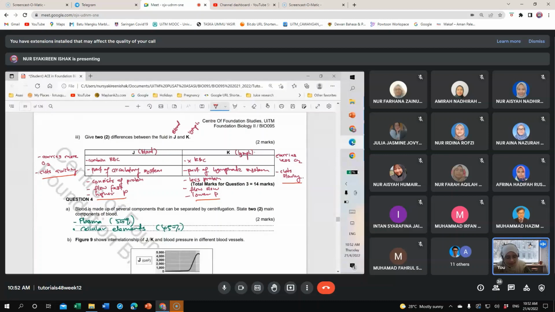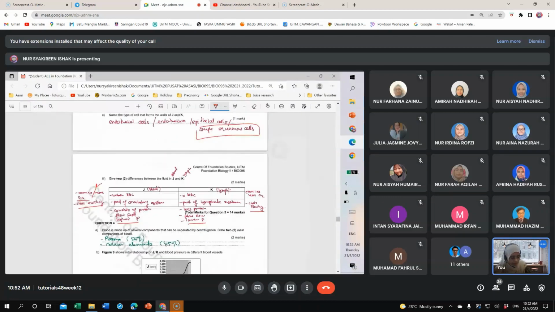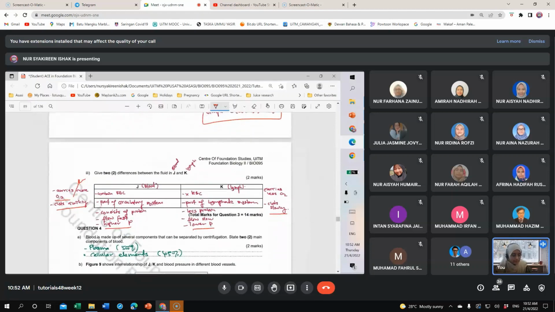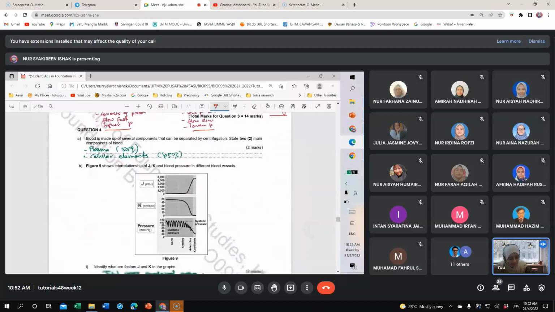Kalau blood, it carries more oxygen lah, obviously, sebab ada red blood cells, ada hemoglobin, kan, to bind with the oxygen. Kalau lymph carries less oxygen. Okay.